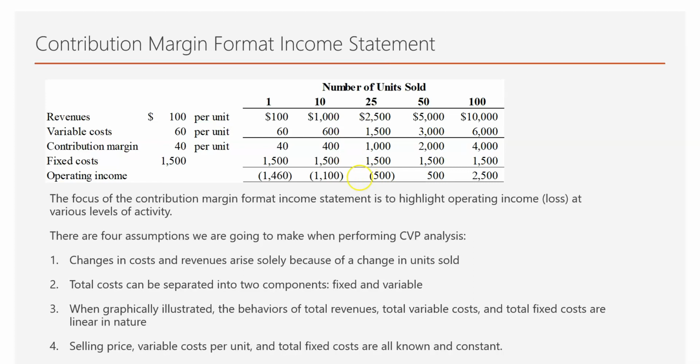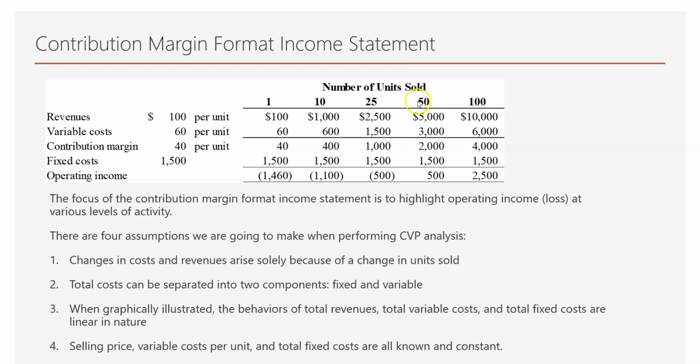So do you see the way that this is progressing? This contribution margin format income statement lets me see the impact on operating income as the different levels of revenue or different level of units sold has changed. And that's all because I'm focusing on cost behavior and not cost classification.